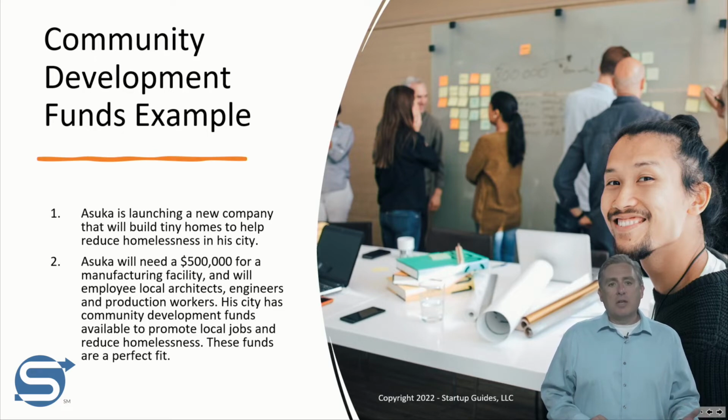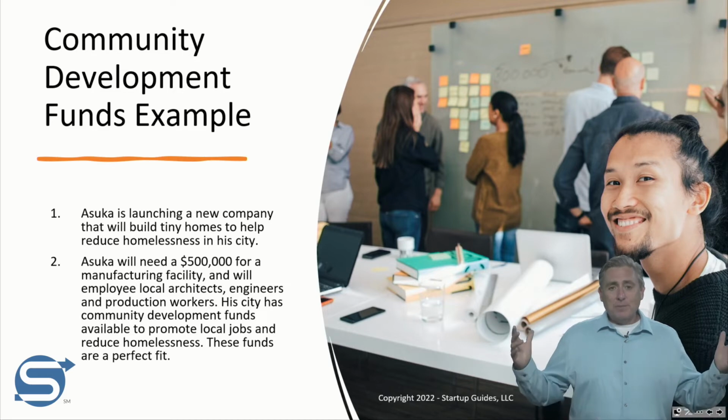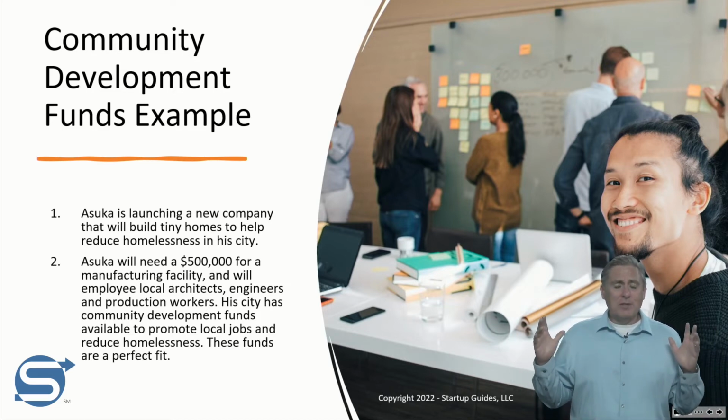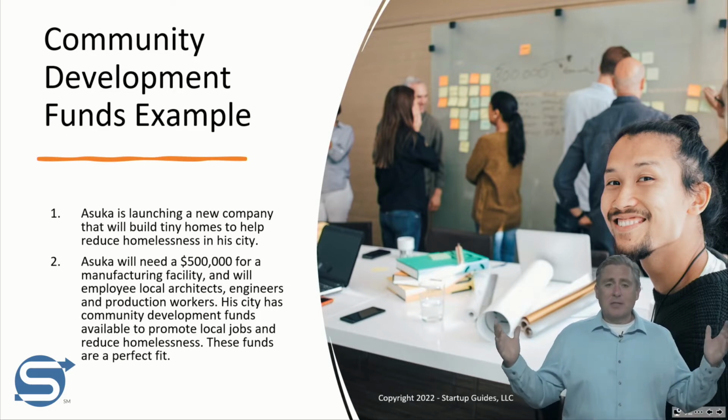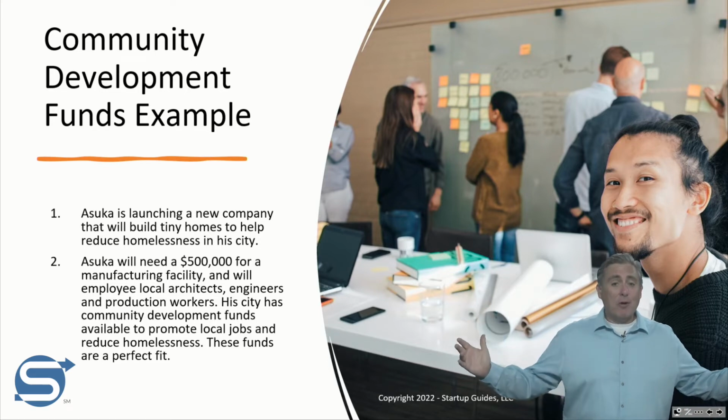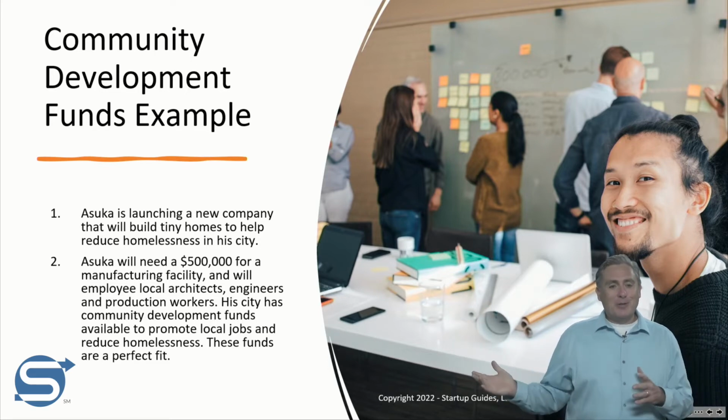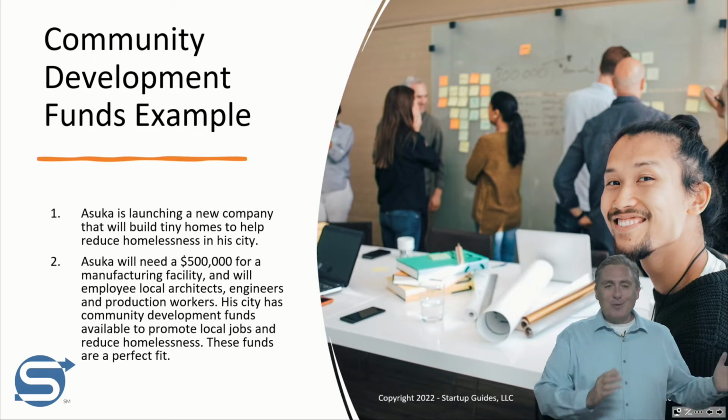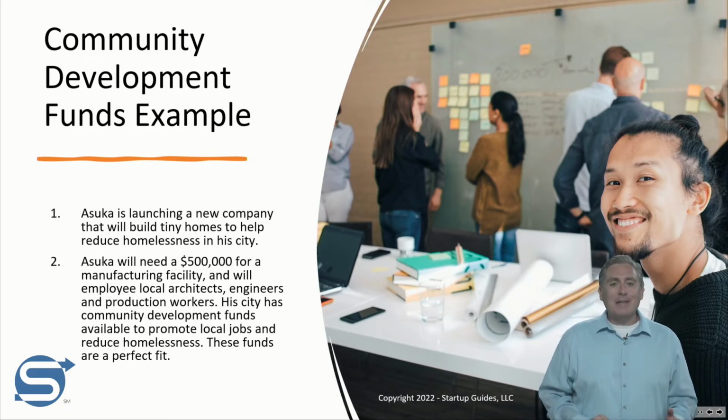Asuka is launching a new company that will build tiny homes. If you're familiar with tiny homes, Elon Musk has kind of made these famous now. And so the idea is people want to minimize their expenses, and so they're a rather large box that is constructed in a factory, and they will drop it on the piece of land that you want, and you can live very economically. So $50,000, I believe.